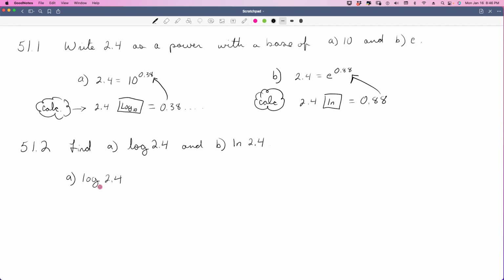It's just, we don't write it. We understand it's like the invisible one. We understand that it's there. And then our exponent is 0.38. So that's how we would write that. We would convert that to this.